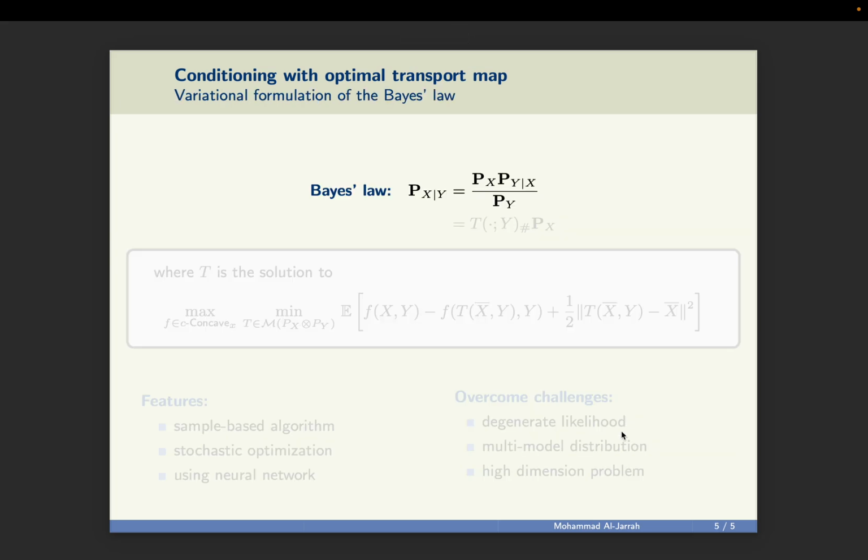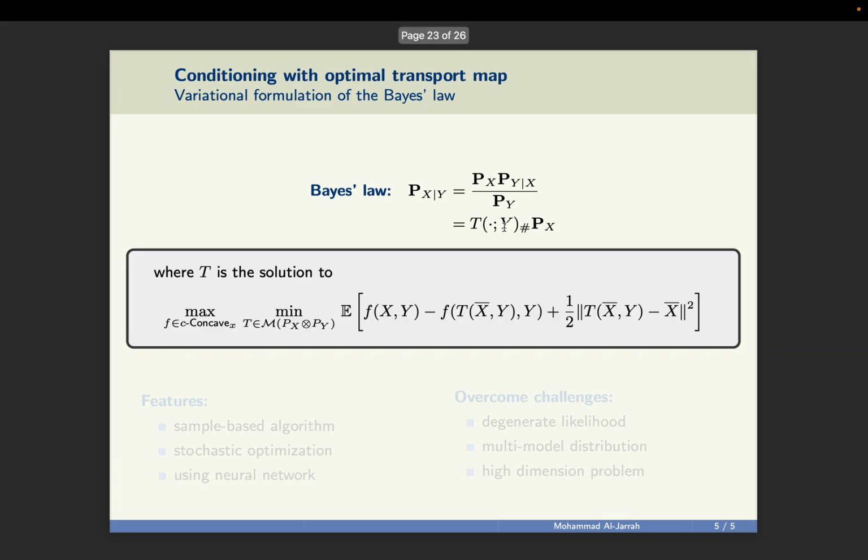Now, going back to Bayes' law, from a transport perspective, we represent the posterior distribution as the map T that takes the true observed y and pushes forward the prior distribution to the posterior distribution, without the need of the likelihood model. Now, this map T is a solution for this max-min problem, where this max-min problem has some nice features.